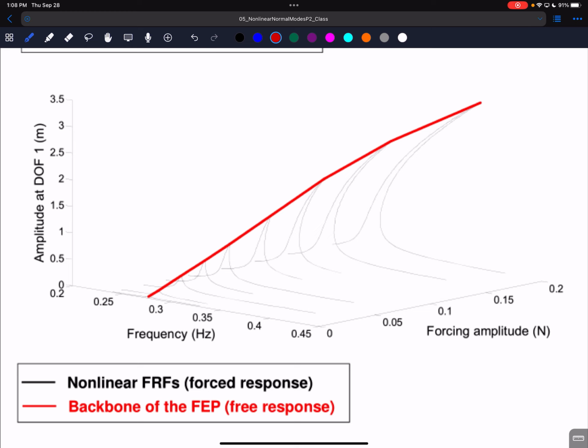So another way, although computationally expensive, to compute nonlinear normal modes is to compute the FRFs for varying forcing amplitudes and plot along that, although computationally expensive.